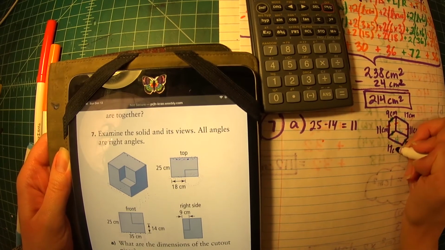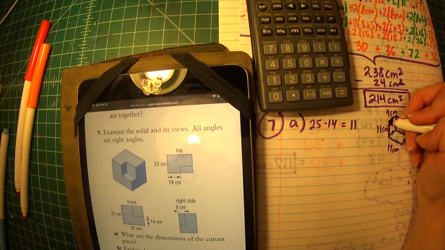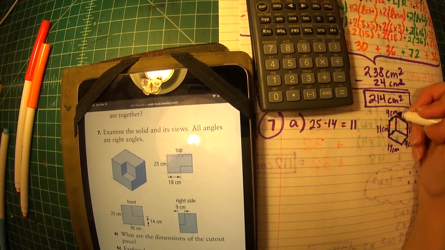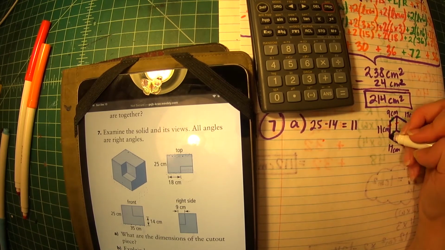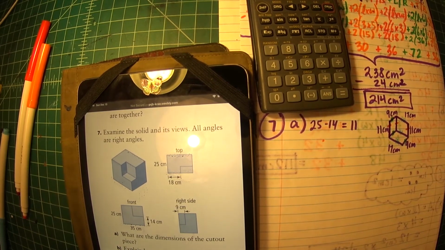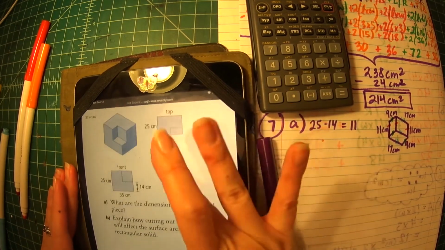So that means this is also 17 centimeters and this. So I've got all my dimensions there. This little area is 9 by 11. This little area is 11 by 17. This little area is 9 by 17. So it just asked me for the dimensions. It didn't ask me to actually calculate it.